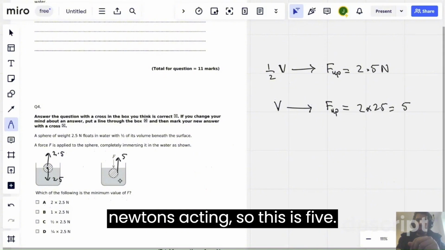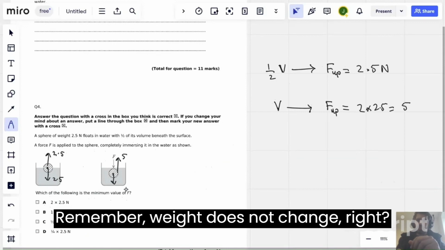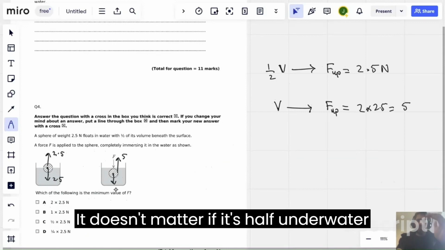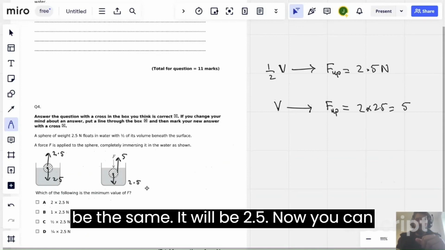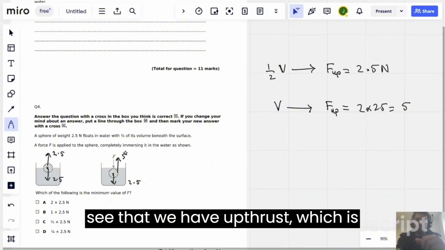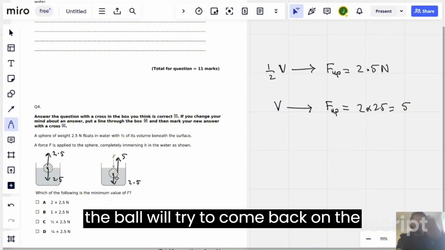So this is 5. And what about the weight of this sphere? Remember, weight does not change, right? It doesn't matter if it's half underwater or completely underwater. Weight will be the same. It will be 2.5. Now you can see that we have upthrust, which is greater, and weight, which is smaller. So the ball will try to come back to the surface.